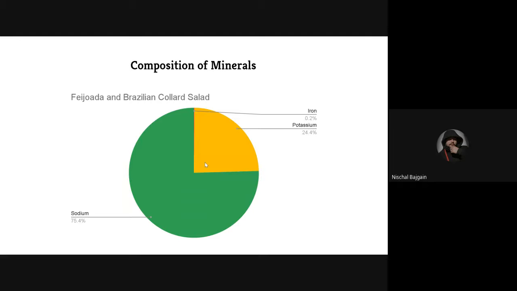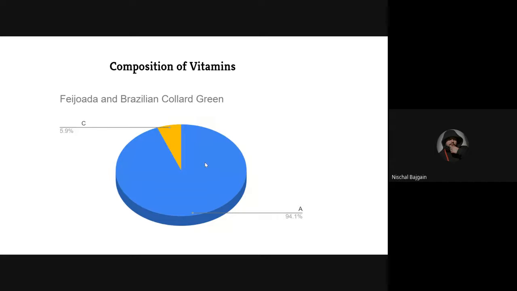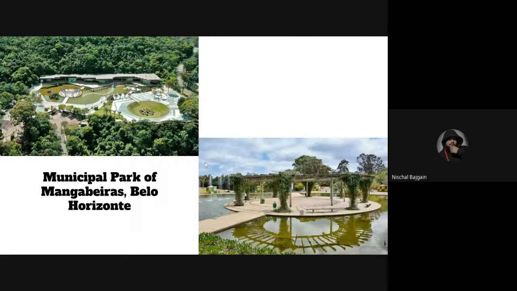The dishes contain a very large amount of sodium, which is 75.4%, followed by potassium, which is 24.4%, nearly a quarter of the mineral content, and then a very small amount of iron, which is 0.2%. Only vitamin A and C are present in the dishes. Composition of vitamin A is 94% and vitamin C is 5.9%. Next slide, please.